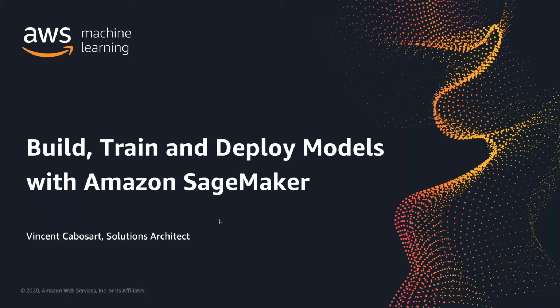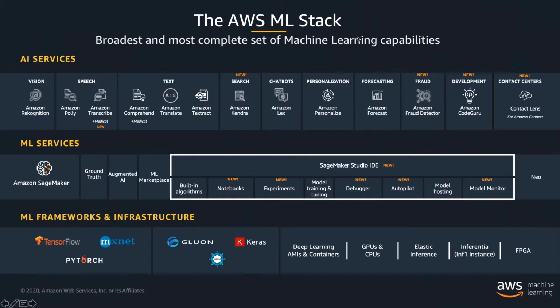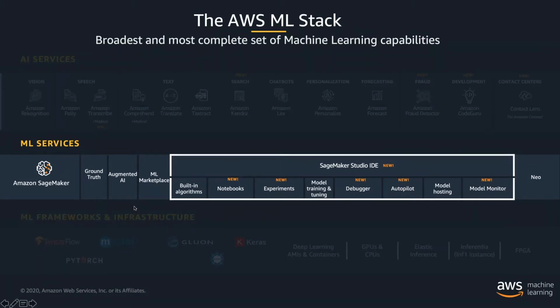I'm going to continue on what Neil explained just before, and the AWS machine learning stack, and I'm going to focus on the second layer, which is about the ML services. More specifically, I will speak about what is inside the white box here. So Sagemaker Studio integrated development environment and all the Sagemaker sub-services that are inside of the Sagemaker service.